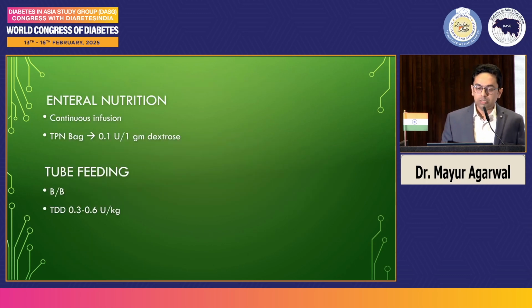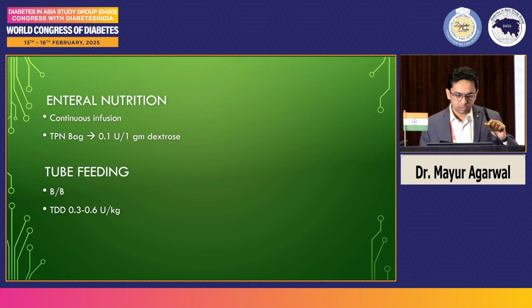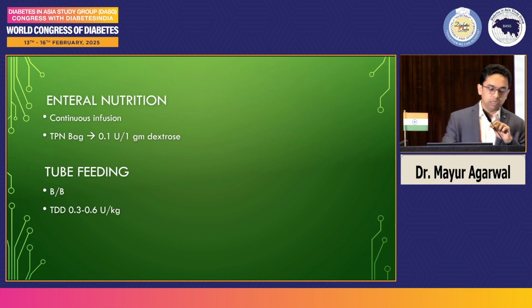Enteral nutrition: ideally you should not be using insulin in the TPN bag, but some institutes are doing it because it becomes tougher to adjust otherwise. Ideally, the continuous insulin infusion should go through a different line and the TPN through a different line. That is what you should ideally be doing, but sometimes people put insulin in the TPN bag itself, but that is not what is recommended.